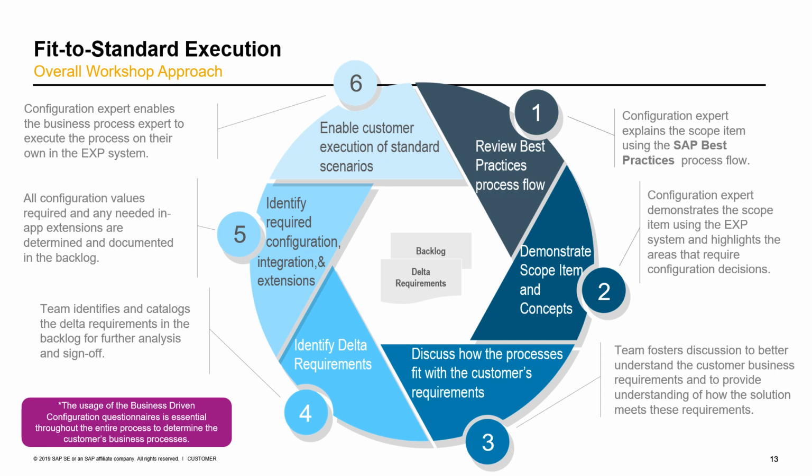During the Fit to Standard workshops themselves, the team will discuss any business processes as well as determine if the solution requires any adjustments to meet these requirements. If any adjustments are required, the team will catalog any Delta requirements in either SAP Solution Manager or another backlog tool for further analysis and sign-off.